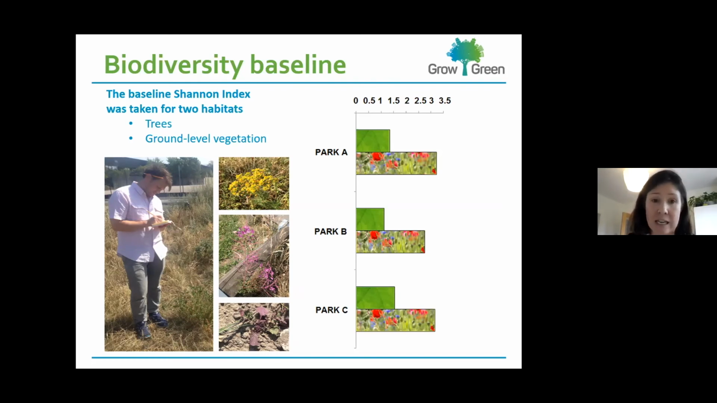So actually the initial baseline did show in all three of the parks, shown by the boxes which are sort of flowery looking, that the number of plant species actually was quite high within this index, and the number of tree species being a little lower, that you can see shown in the green leafy boxes there.